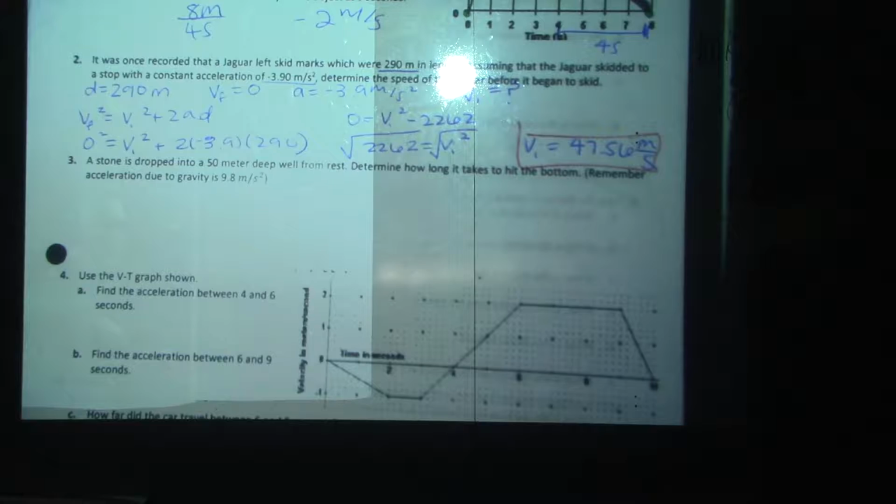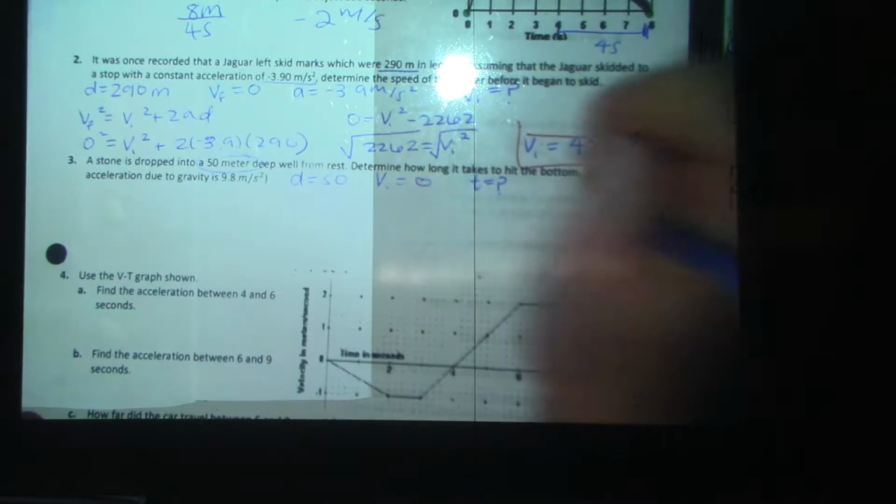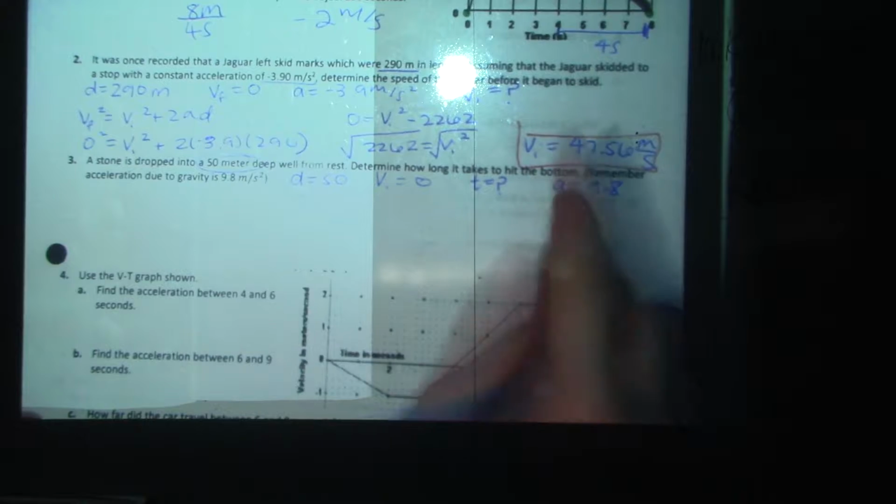3. A stone is dropped into a 50-meter deep well from rest. So 50 meters, that is my distance. From rest, initial velocity is 0. I want to know the time that it takes to hit the bottom, so looking for time, and you know your acceleration is 9.8. So then picking the equation of these 4 letters, you should be picking D equals VIT plus 1/2 AT squared. The other 2 do not work because I don't have VF, and I'm not looking for it, so it's irrelevant.